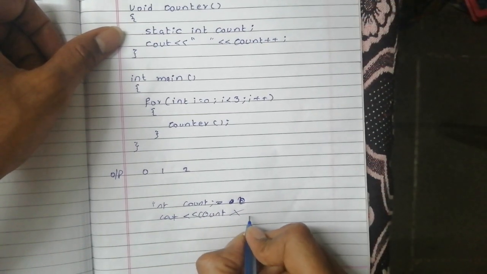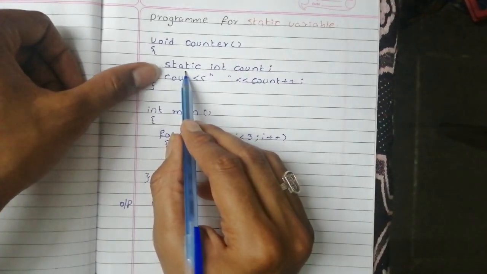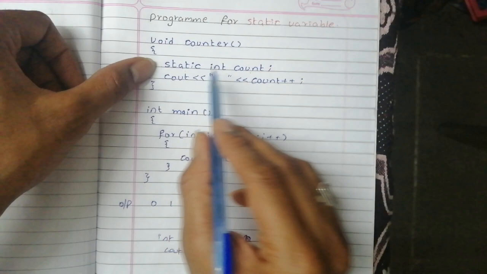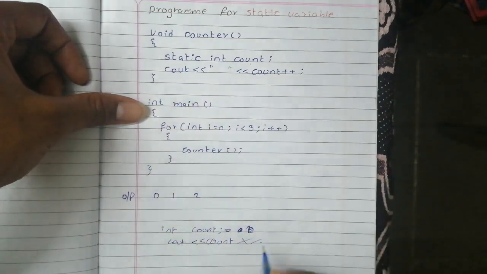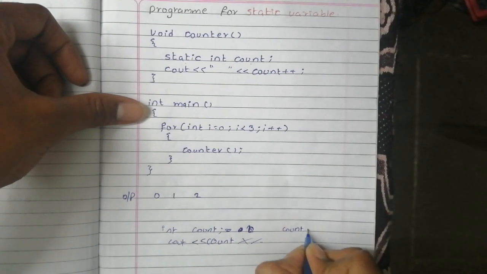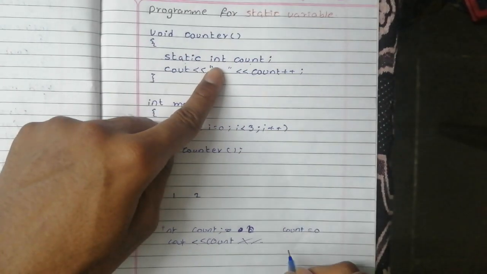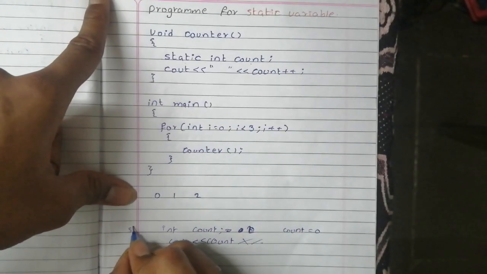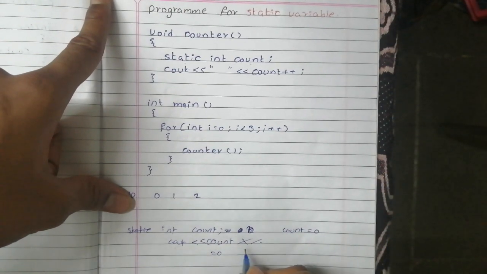So it is not the right way. If you put static before int count, it is automatically initialized to 0. Means the count value is now 0 because we declared it as static. But if you don't put static, it will give us a garbage value. When you print cout count, with static it will output 0, and without static it will give a garbage value.